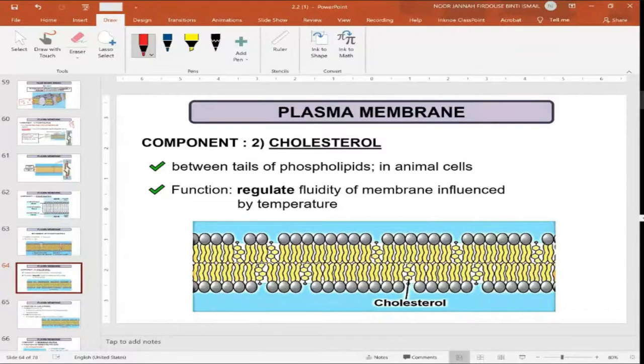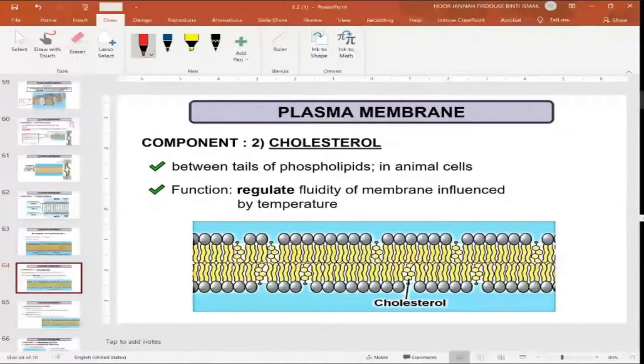Contohnya, kalau ada banyak kolesterol, terlalu banyak, sel membrane tu akan jadi rigid. Bila rigid, dia akan jadi keras lah. Kan? So keras dia akan susah. Kalau sel darah putih kita yang perlu bergerak, kalau dia ada banyak sangat kolesterol, dia akan susah nak bergerak lah. Jam, krem. So it regulates fluidity of the membrane.